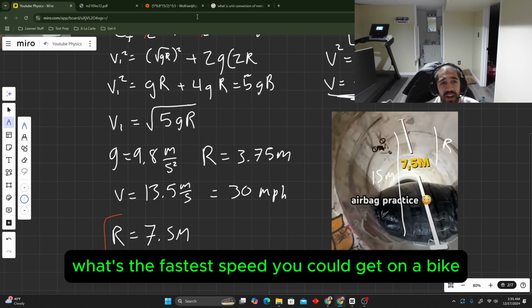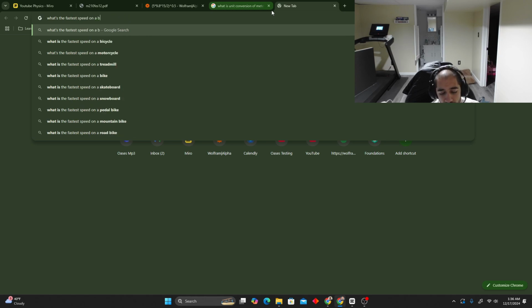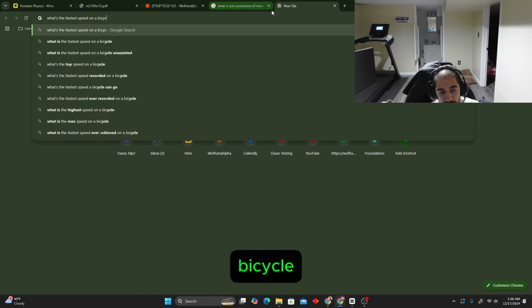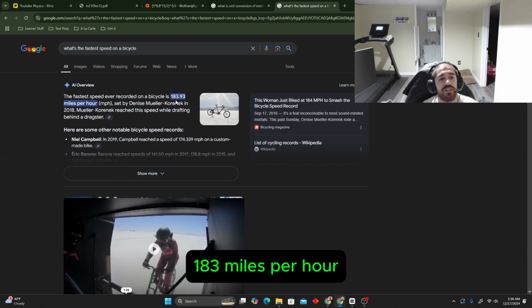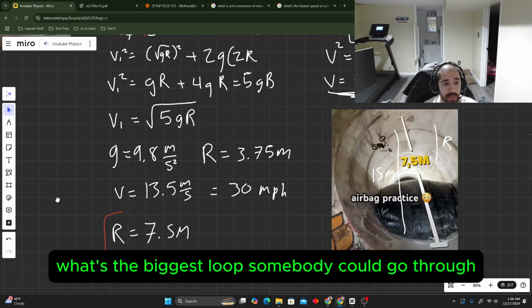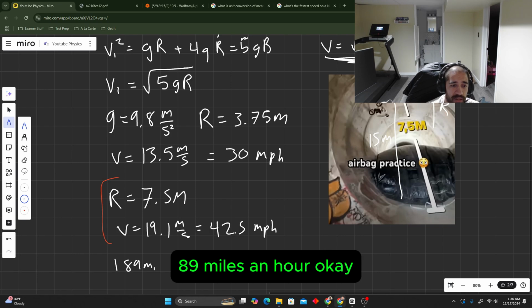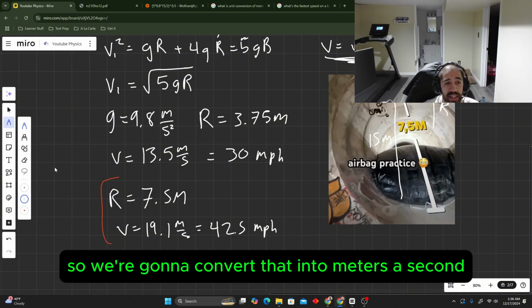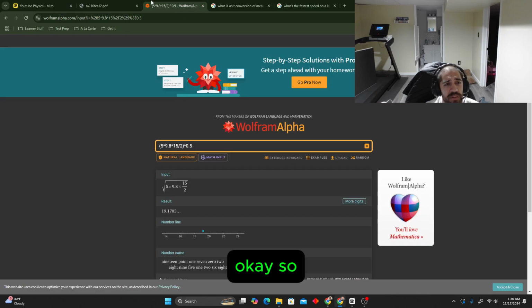What's the fastest speed you could get on a bike? How about that? Let's work it out the other way. Bicycle. So the fastest speed anyone's ever gone on a bike is 183 miles per hour. So we want to find out what's the biggest loop somebody could go through. 185 miles an hour. Okay. So we're going to convert that into meters a second and then plug it into our equation and actually solve for what the radius would be.